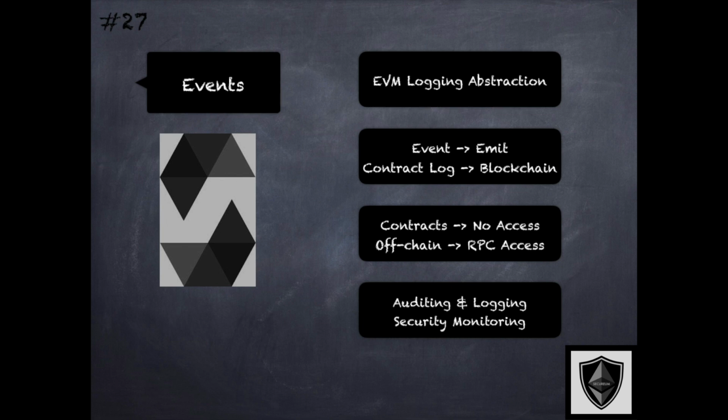And from a security perspective, these events play a very significant role when it comes to auditing and logging for off-chain tools to really know what the state of a contract is and monitor the state along with all the transitions that happen because of the transactions.